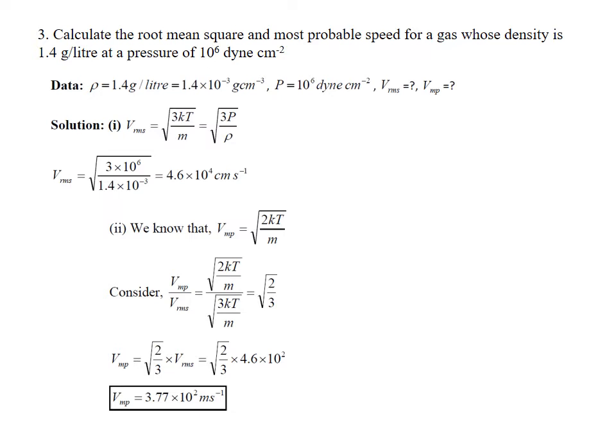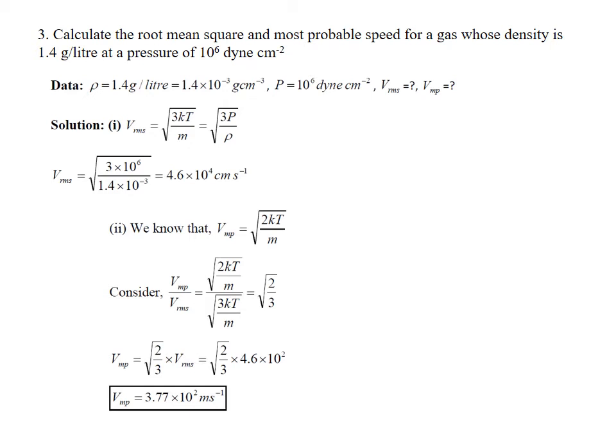The third problem: calculate the root mean square velocity and most probable velocity for a gas whose density is 1.4 gram per liter at a pressure of 10 to the power of 6 dyne per centimeter square. Now we know the value of density, it is 1.4 gram per liter. So hence now we need to convert that into SI unit. So hence it is 1.4 into 10 to the power of minus 3 gram per centimeter cube. And the pressure is given, it is 10 to the power of 6 dyne per centimeter square.